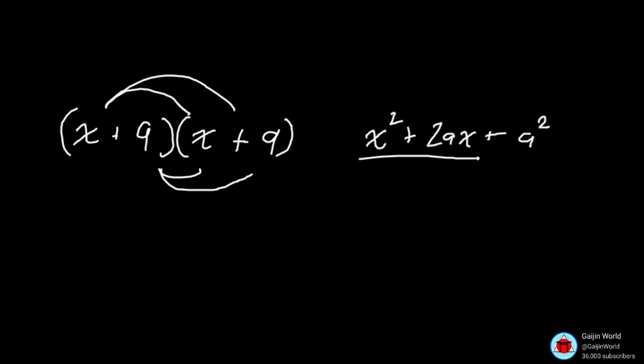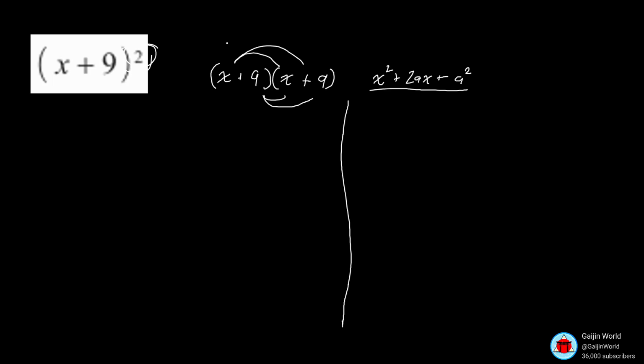So this is the formula you're going to be using for this. I'm going to be doing two methods. Let's try it. x times x would be x squared, and then x times 9 would be 9x.